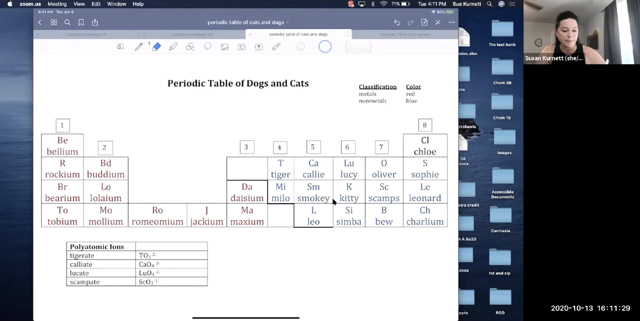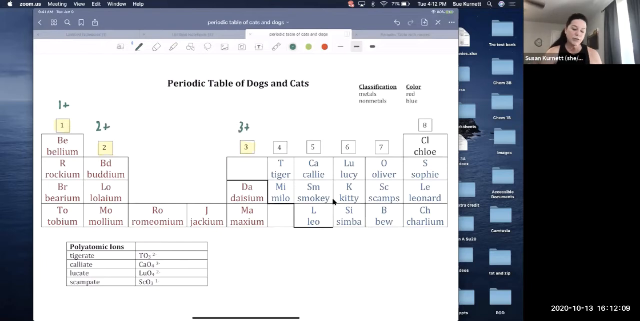And then, the things that are in group 1, so bellium, rhocium, barium, and terbium, if they form ions, they lose electrons like metals do, and they have a 1+ charge. Things in group 2, butyrium, lolium, I guess Lola is a popular dog name, mollium, if they form ions to participate in ionic bonding, they have a +2 charge. And then things in group 3, like aluminum, but here we have daisium and maxium, they would form 3+ ions.